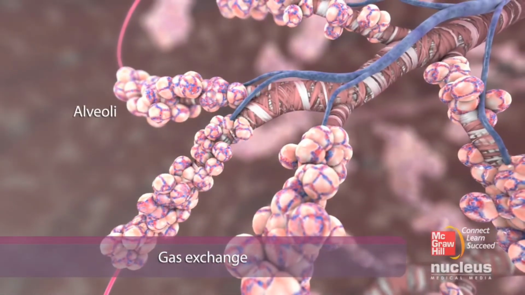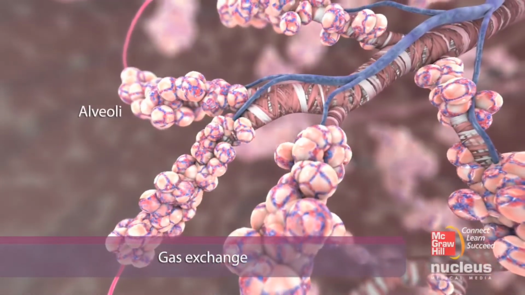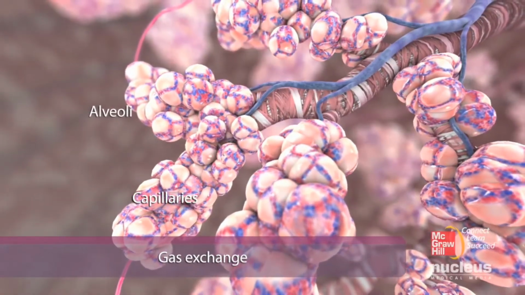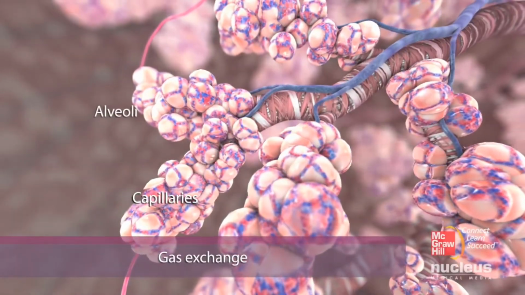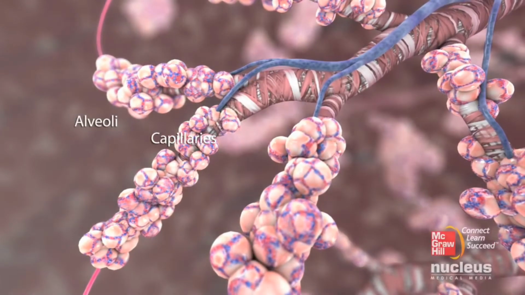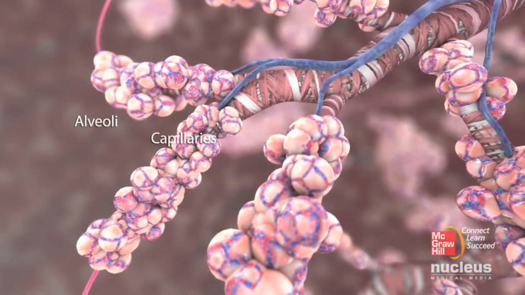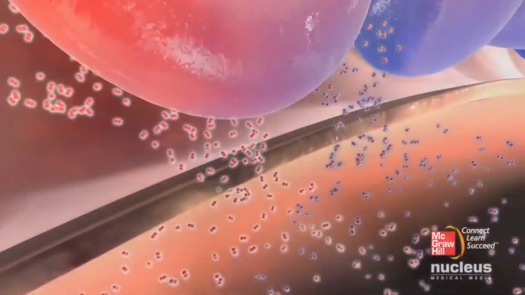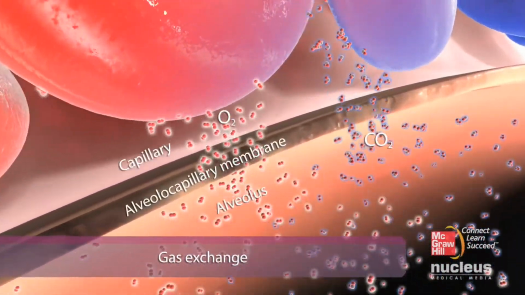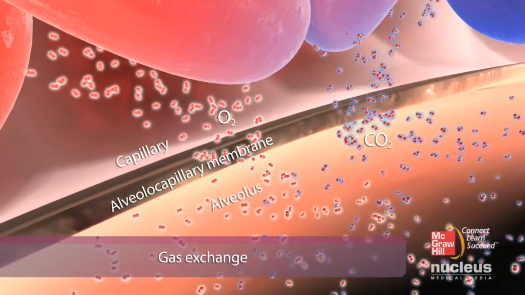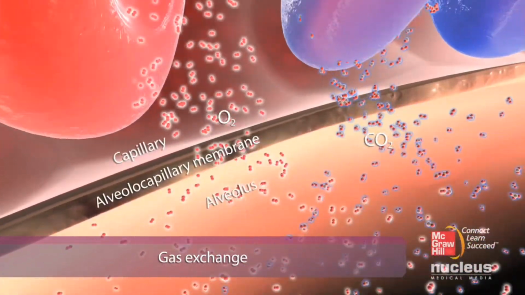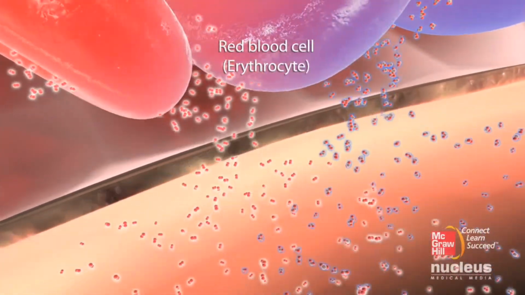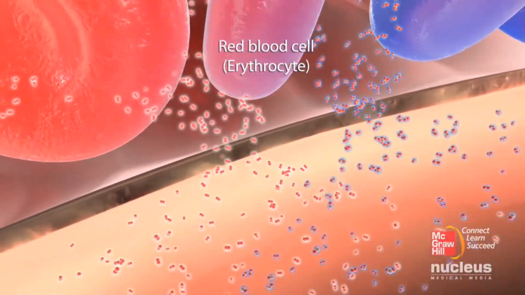Alveoli move freely when air is inhaled and exhaled. Capillaries are small blood vessels that line the walls of the alveoli. During gas exchange, oxygen enters and carbon dioxide exits the bloodstream via the alveolo-capillary membrane. Once oxygen molecules move from the alveoli into the capillaries, they dissolve into the plasma and enter the red blood cell or erythrocyte.